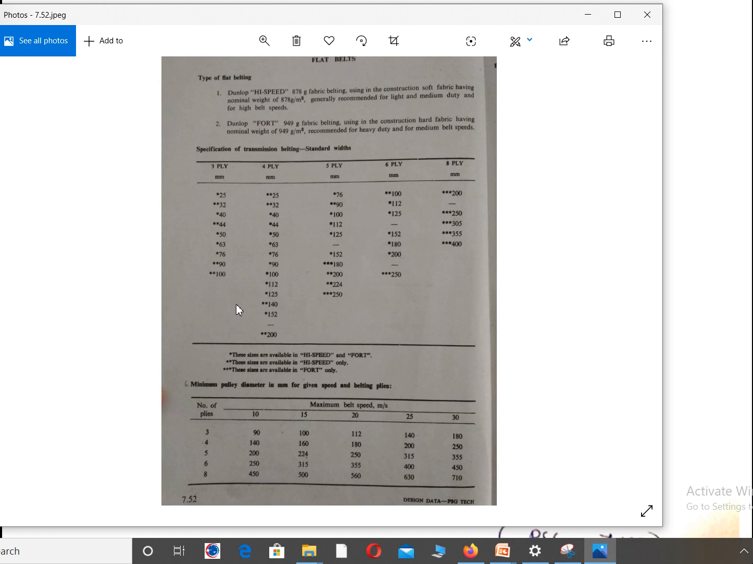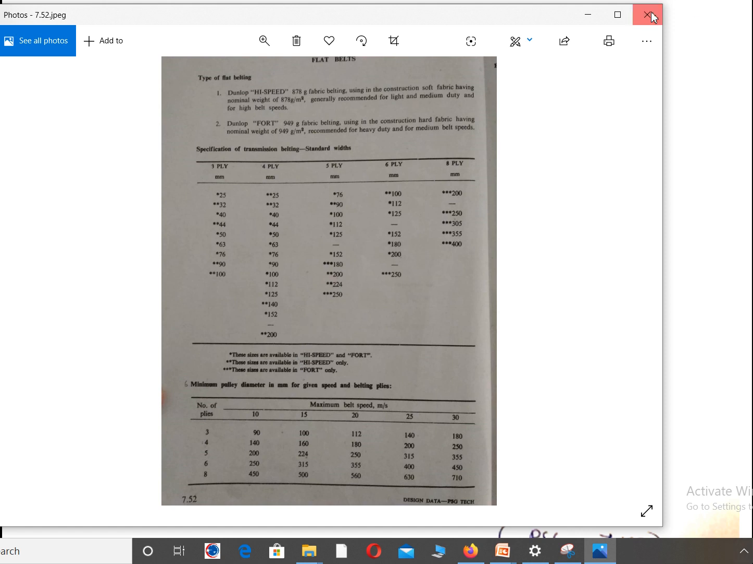So you can select the value. But whenever you are selecting, just check whether it is coming under high speed. These sizes are available. So 1 star represents high speed and Ford, 2 star represents high speed only, and 3 star represents Ford only. Depending upon this condition, just check whether the star is okay, or it is satisfying your design condition. If that is fine, you can take the value.